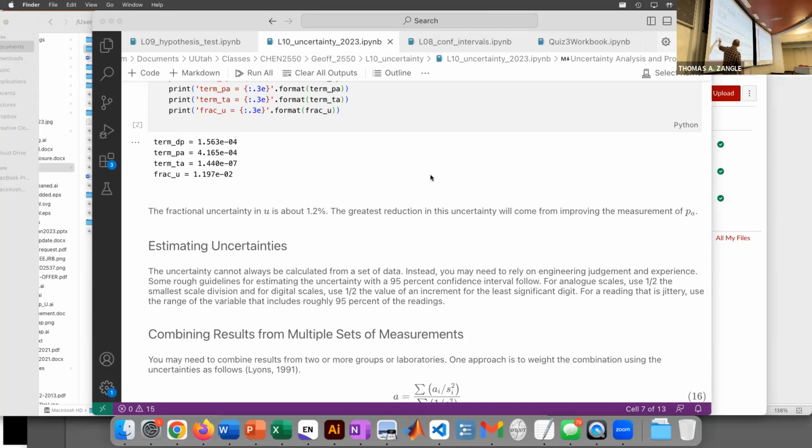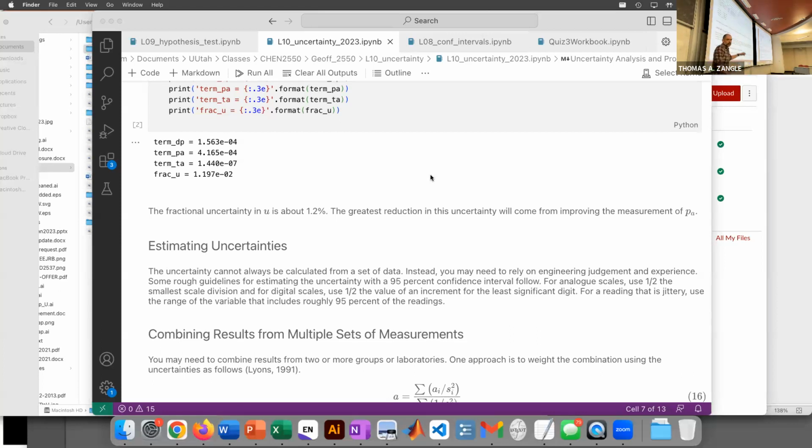Not as good as having a set of data from which to calculate uncertainty. Not as good as talking to someone who's experienced with it and can tell you what the actual range of temperatures is, but it's better than nothing, right? It's at least a starting point. And same thing for digital scales, about half the value of an increment for the least significant digit could work. Or oftentimes for an instrument, you may be able to look up what the measurement uncertainty is for that instrument. So that'd be another source: manufacturer data sheets.